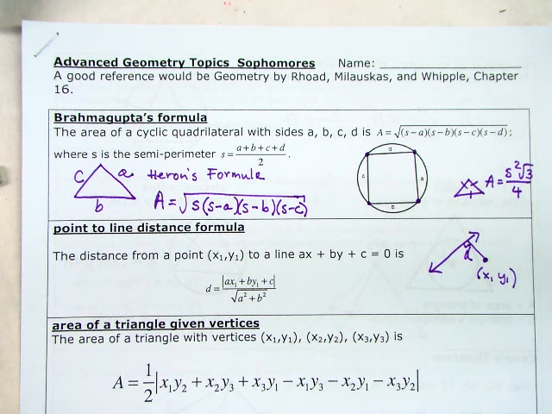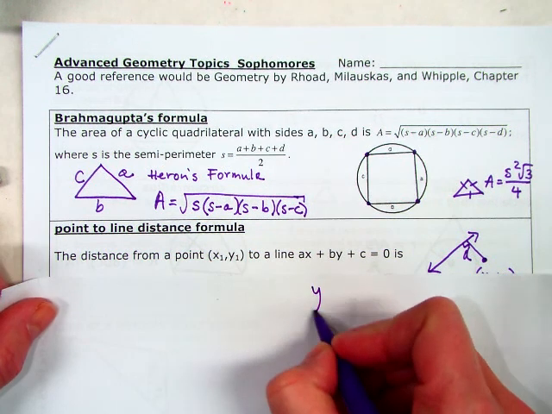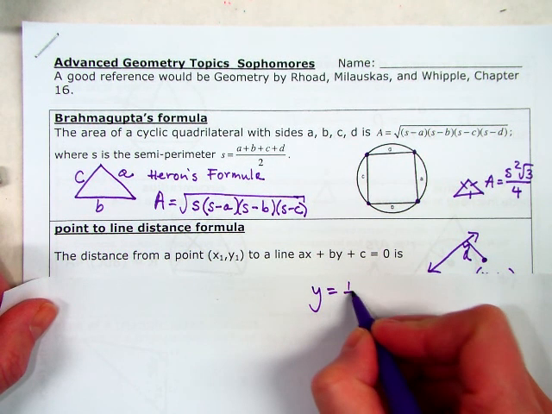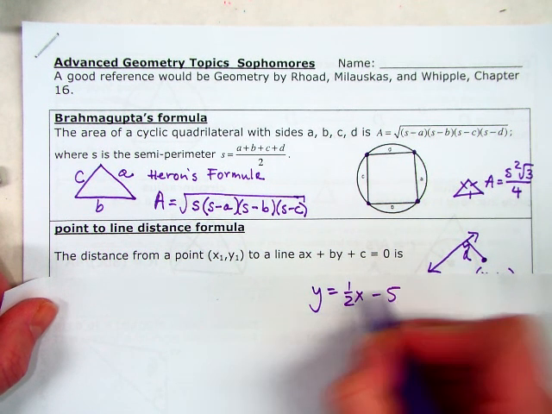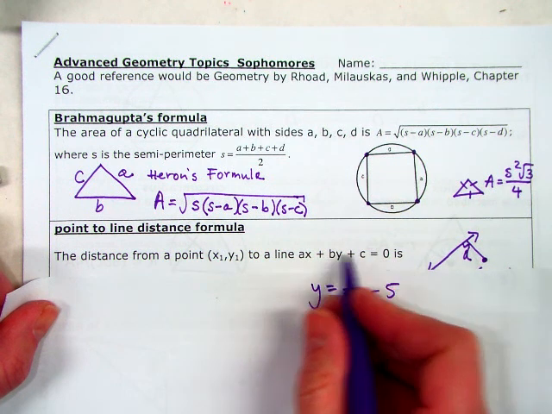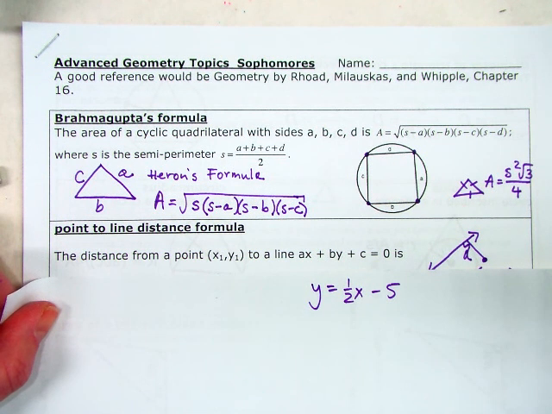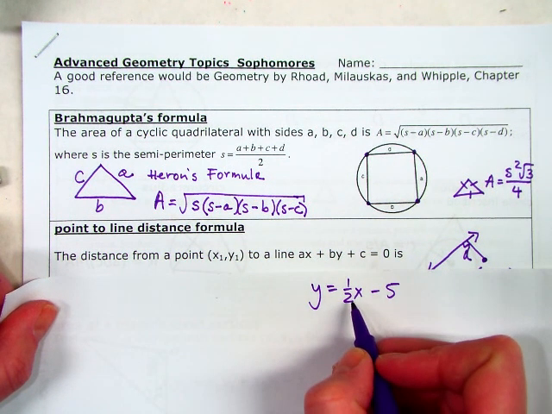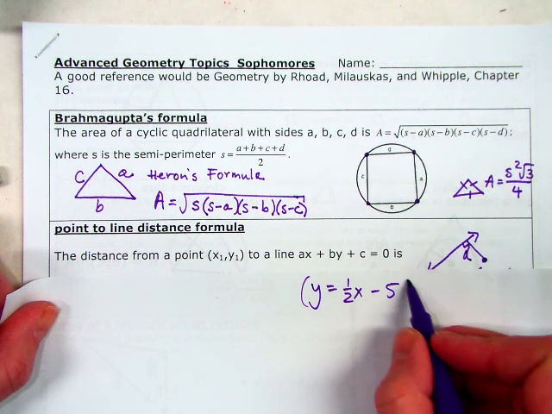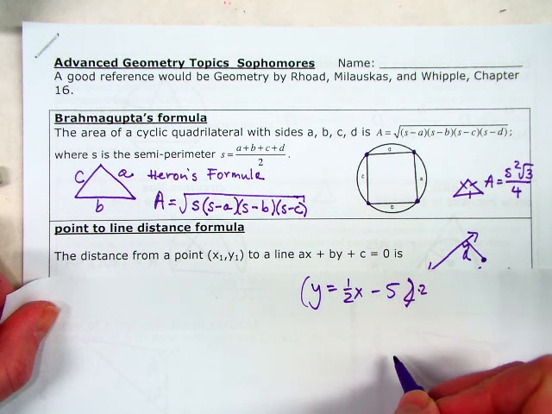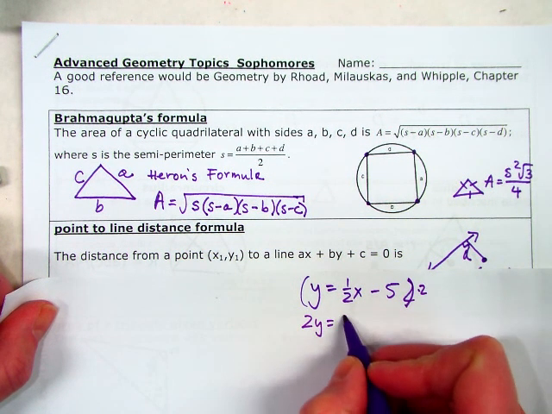So let's say you were given an equation like this, y equals 1/2 x minus 5. How would you rewrite it so that it's like that? What's A, what's B, what's C? Well, if it's standard form, you don't want fractions, so you multiply everything by 2. So it's 2y equals x minus 10.